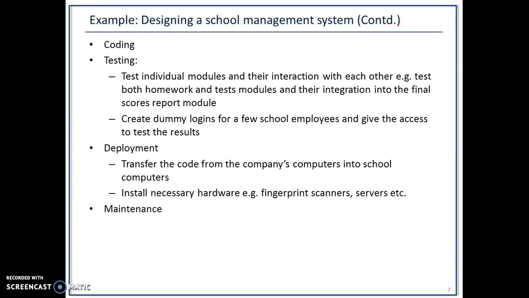So coding happens, then testing. Testing may test individual modules and their interaction with each other. For example, test both the homework and tests modules and their integration into the final scores report module. The final grade that you get in a particular subject might depend on both your performance on the homework and the final test. So the results of the final tests and your grades on various homework assignments given to you have to be considered in the final results. So this is what testing is.